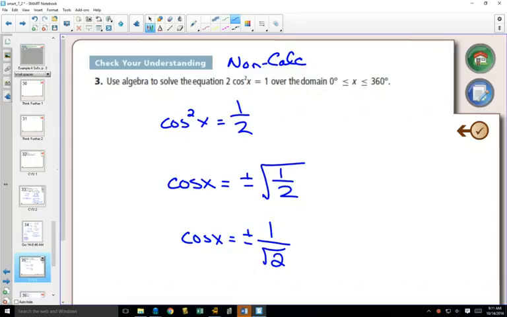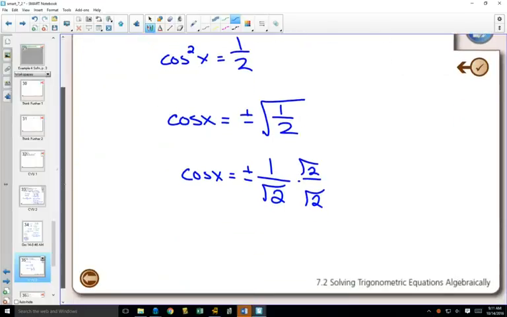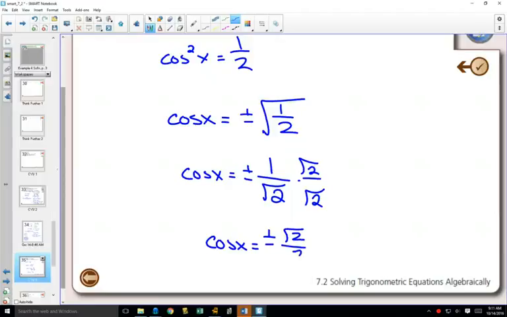But another thing you could do with this is you could rationalize the denominator. So if we multiply top and bottom by root 2, then we get cos of x equals plus or minus root 2 over 2. And you're like, yeah, that is on my unit circle. And so if we solve it between 0 and 360 degrees, that's our pi over 4, our 45-degree family. And it would be all 4 quadrants.